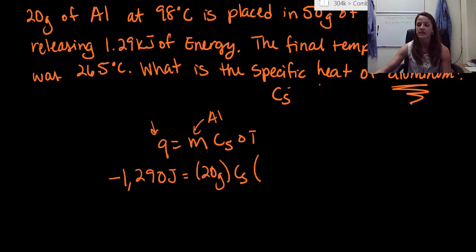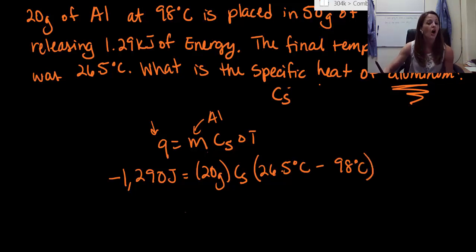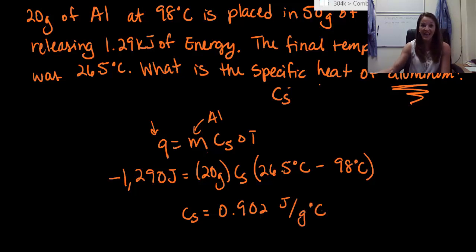Now we can do our final temperature minus our initial temperature. All right, so our final temperature of the water was 26.5 degrees Celsius, right? Our initial temperature was given to us at 98 degrees Celsius. Final minus initial. All you have to do is solve that out for your specific heat. If you do that properly, you get an answer of 0.902 joules per gram degrees Celsius. Did you get that? Hopefully you did.